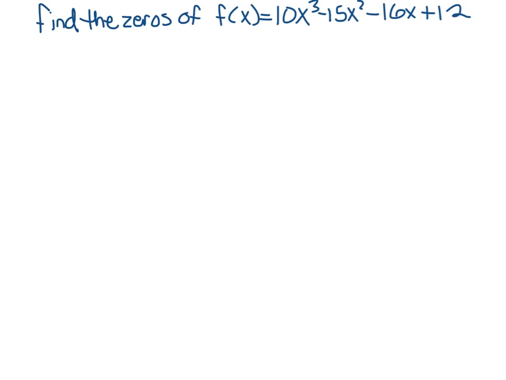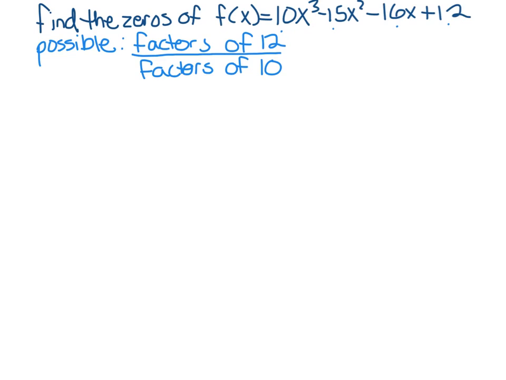We're going to start this one out the exact same way we did with the last one. I asked you to find the zeros of this cubic function. And grouping isn't going to work on this one. We got a 10 and a 15 and then a 16 and a 12. Those aren't going to be the same. So we know we're going to have to list our possible rational zeros. And those possible rational zeros are going to be the factors of 12 divided by the factors of 10.